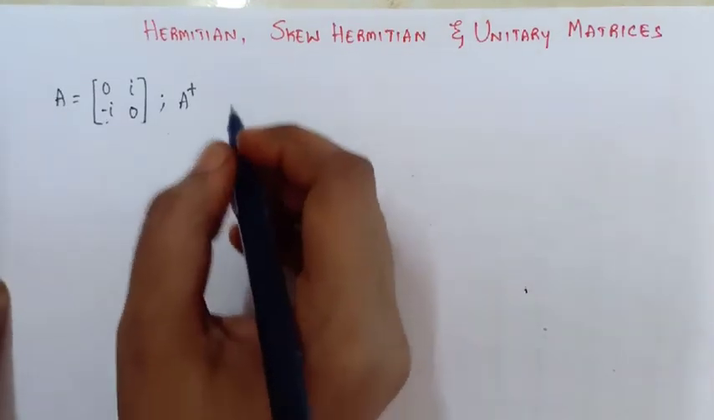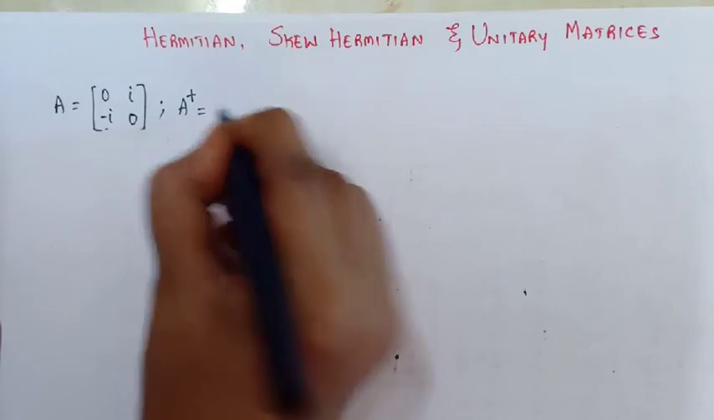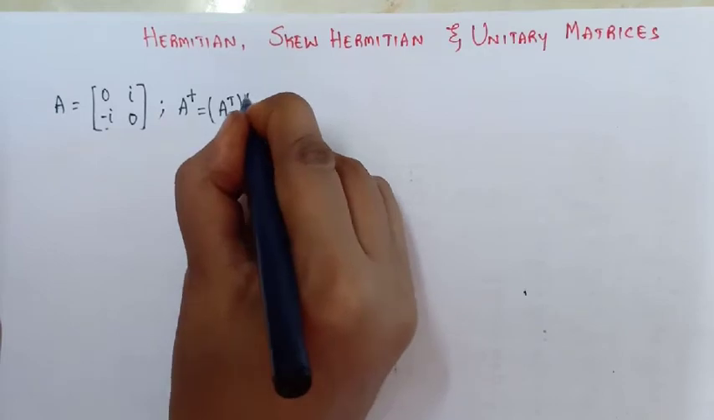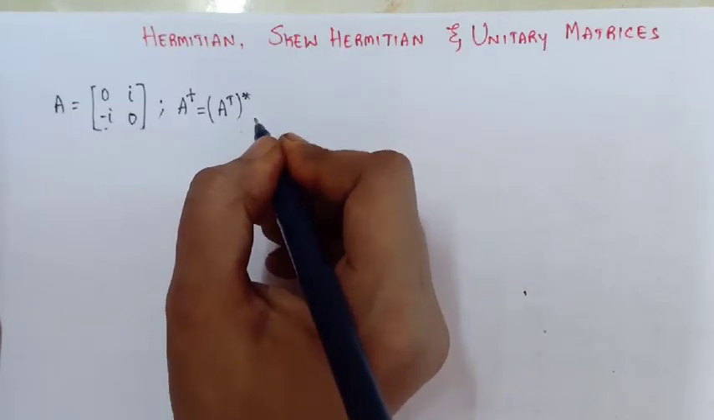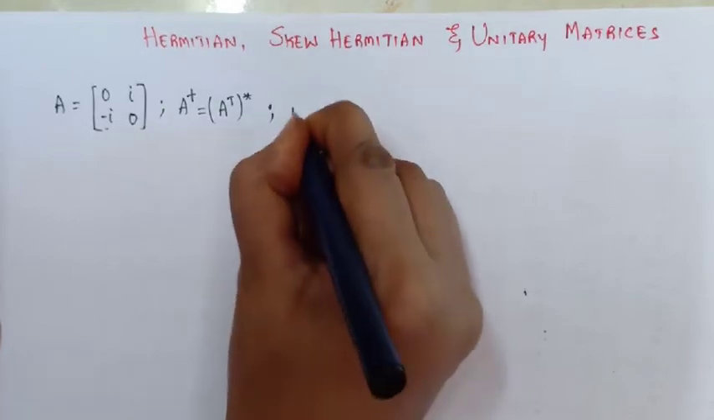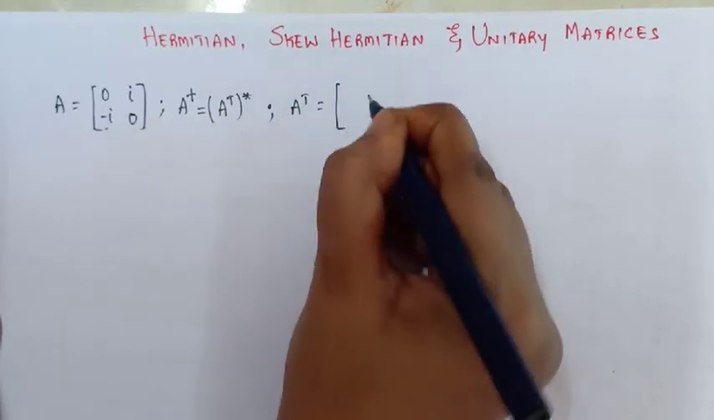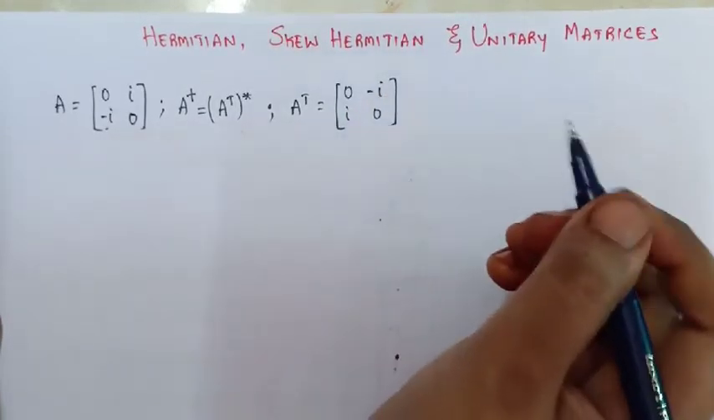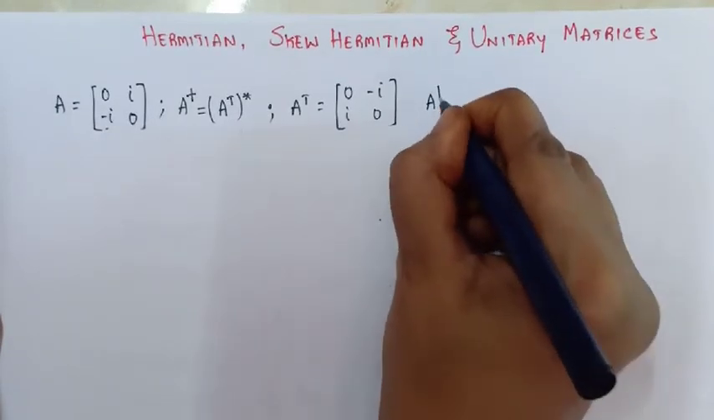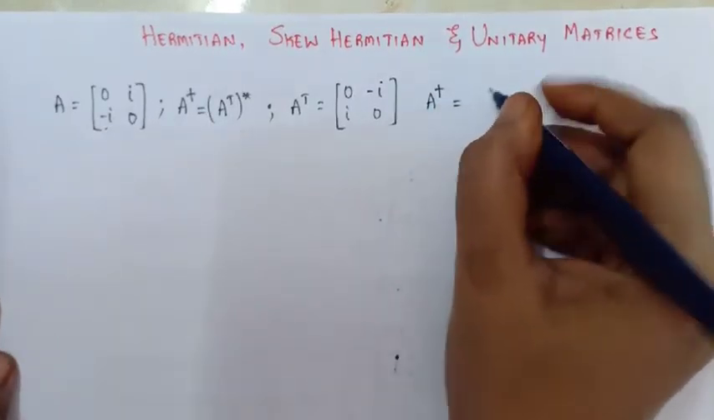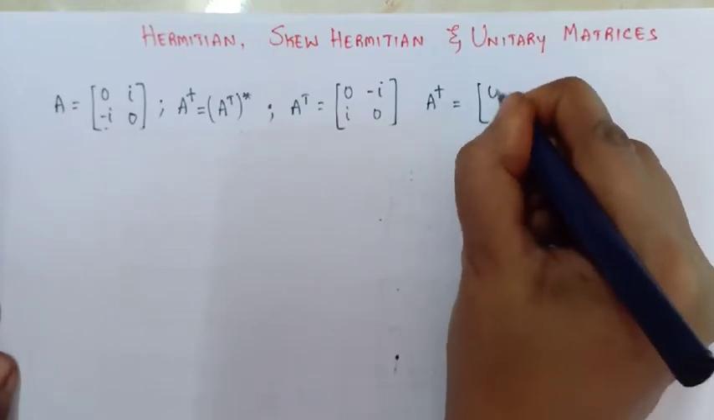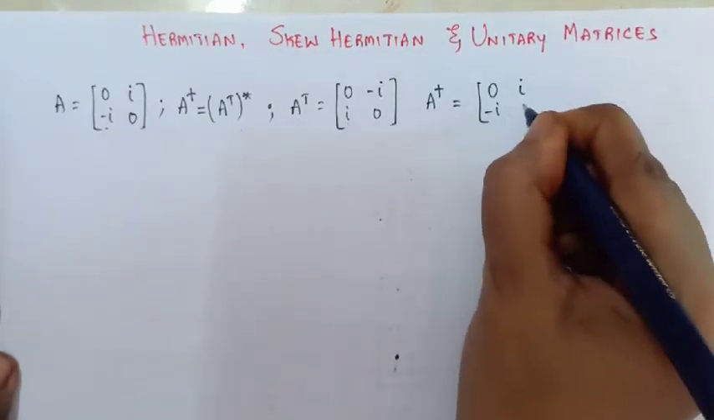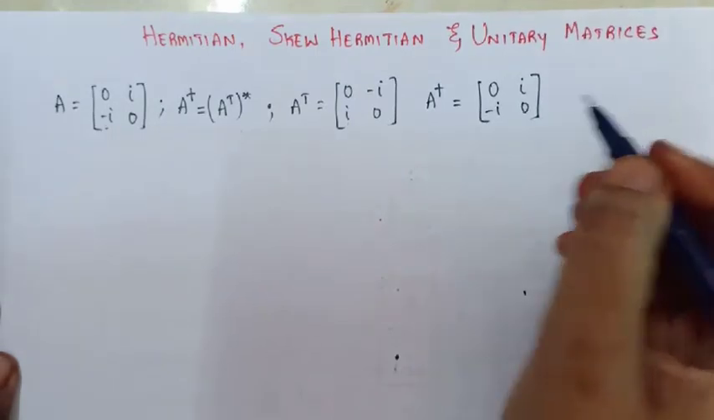So what is A dagger? It is nothing but the conjugate of A transpose. That is, first we find the transpose of the matrix, then we find the complex conjugate of the matrix. So let us see first what is A transpose. We get A transpose as [0, -i; i, 0]. Then what will be the complex conjugate of this? A dagger will be equal to, wherever we have a complex number, we conjugate that, [0, i; -i, 0]. So this is A dagger.